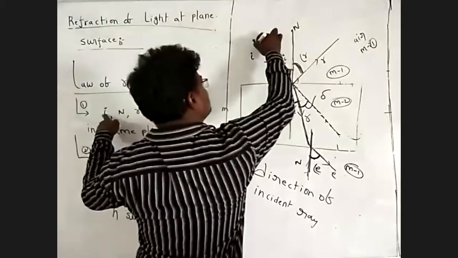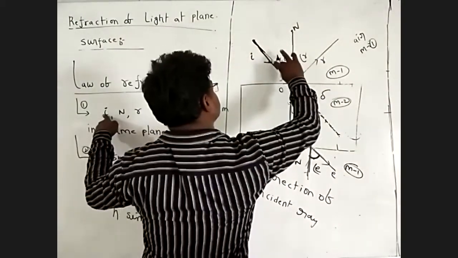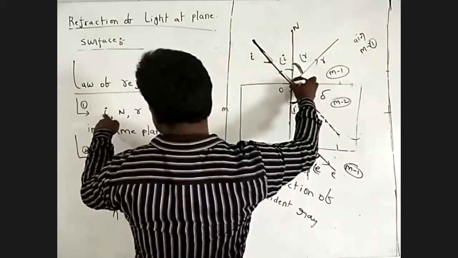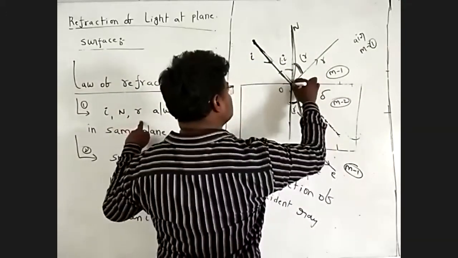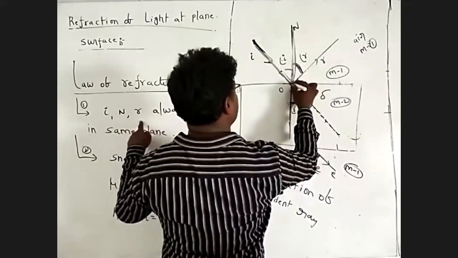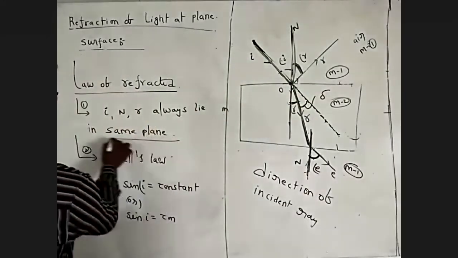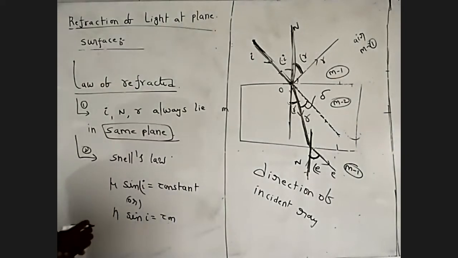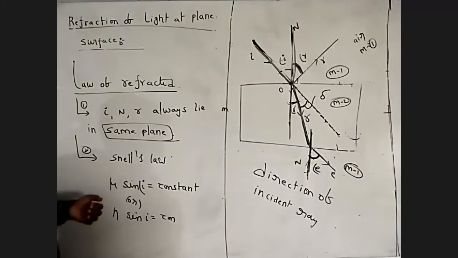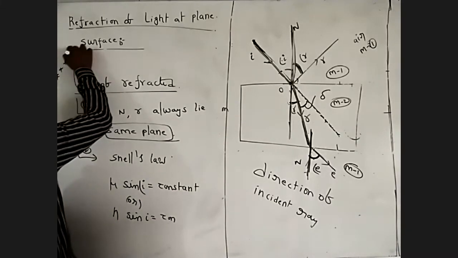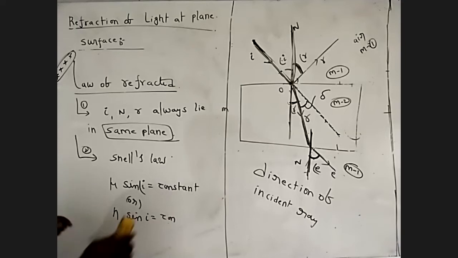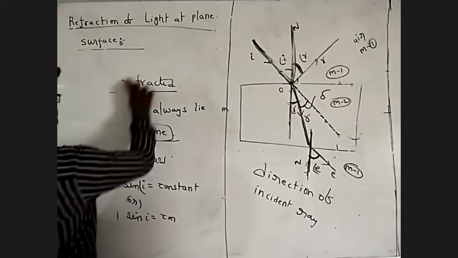This is the incident ray, this is the normal, and this is the refracted ray. These three lines always lie in the same plane. That is law number one. Law number two, Snell's law: mu sin i is constant. This is very, very important. Okay, now you will see Snell's law in detail.